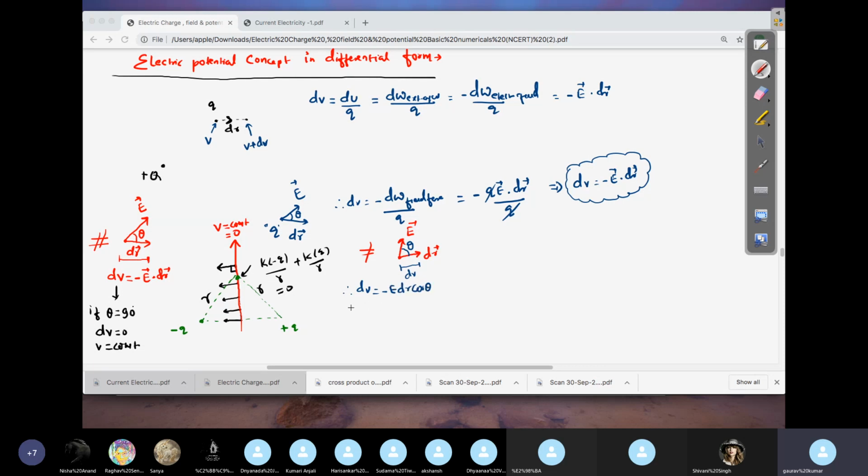So from here, can you see a very interesting thing? First of all, can you see here that E cos theta equals minus dv upon dr?